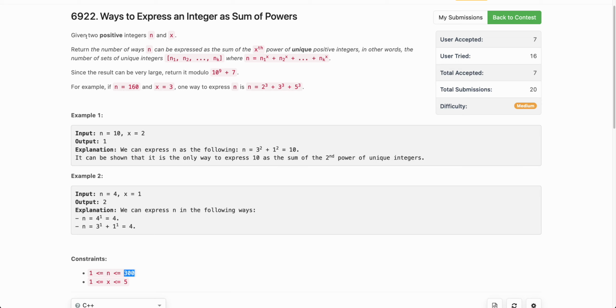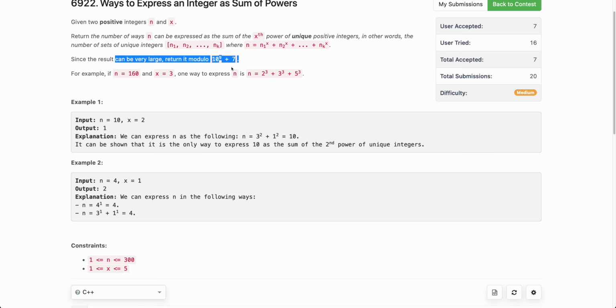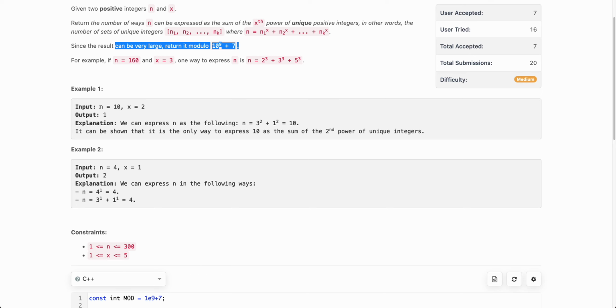The problem states that you are given two positive integers n and x. You need to return the number of ways n can be expressed as the sum of xth power of unique positive integers. So in other words, you need to find out the number of distinct sets n1 to nk such that n will be equal to n1 power x plus n2 power x all the way up to nk power x. Notice that you are given n and x, right? Since the answer can be very huge, you have to return it modulo 10 to the power 9 plus 7.